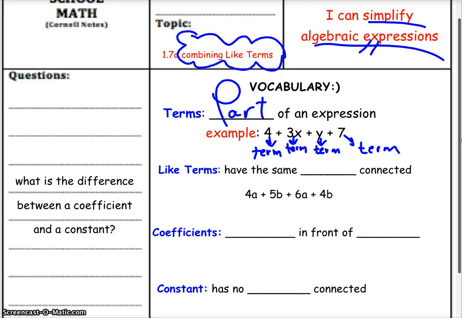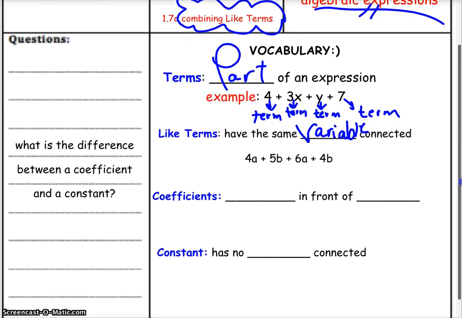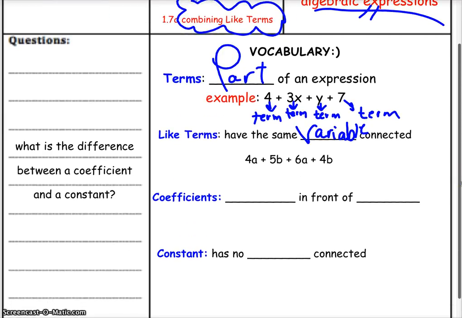Like terms have the same variable connected. You cannot combine terms unless they are alike. Okay? You can't combine anything that's not alike. 4a is like the 6a, 5b is like the 4b.